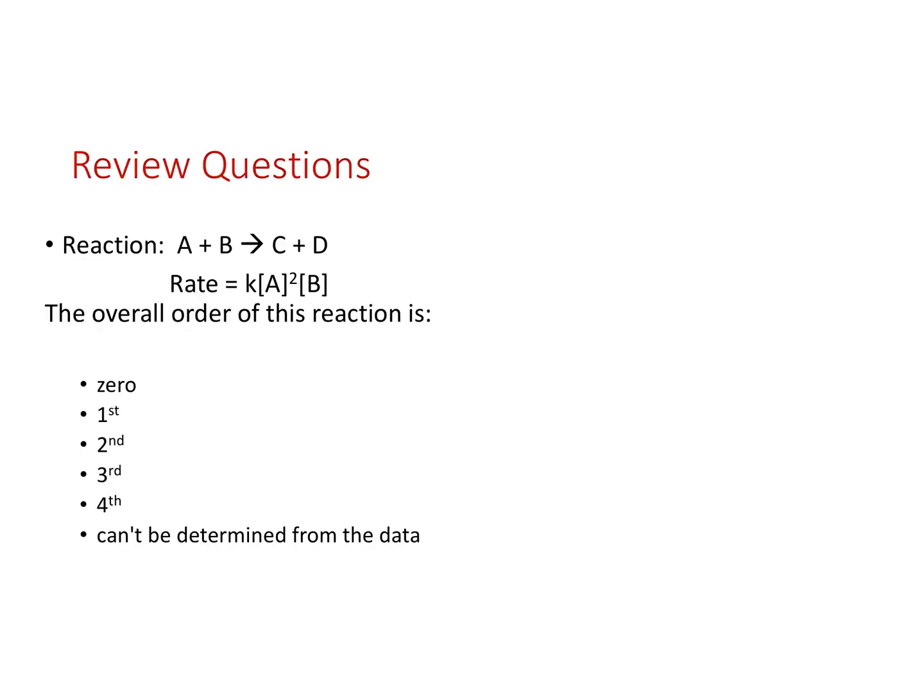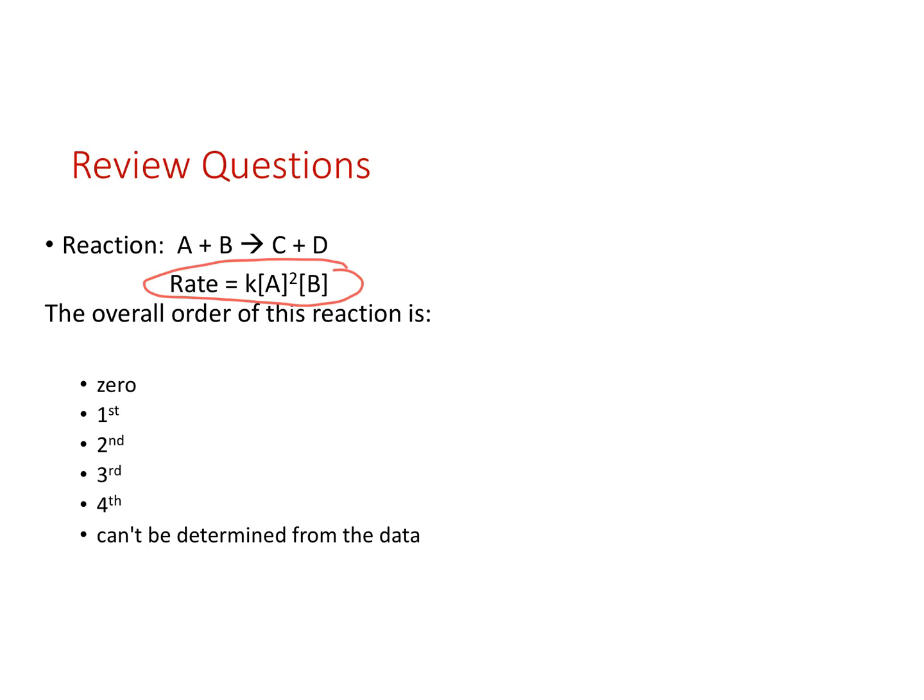But first, a little review from our last class. Our last class, we looked at rate laws and the rate law and reaction order with respect to individual reagents in the reaction. So for this hypothetical reaction, A plus B goes to C and D, if I were to tell you the rate law for that reaction is rate equals the rate constant times the concentration of A squared times the concentration of B, what is the overall order of this reaction?